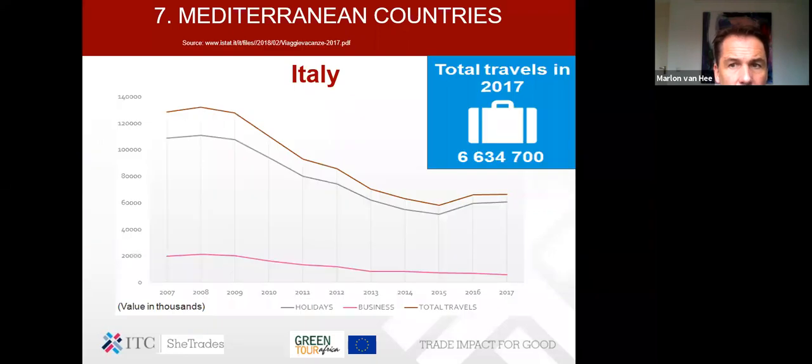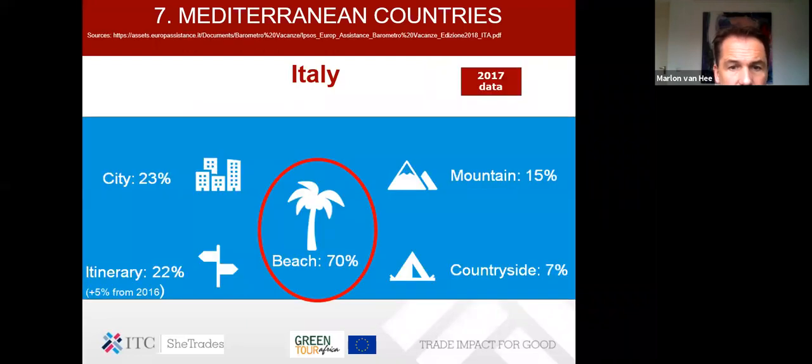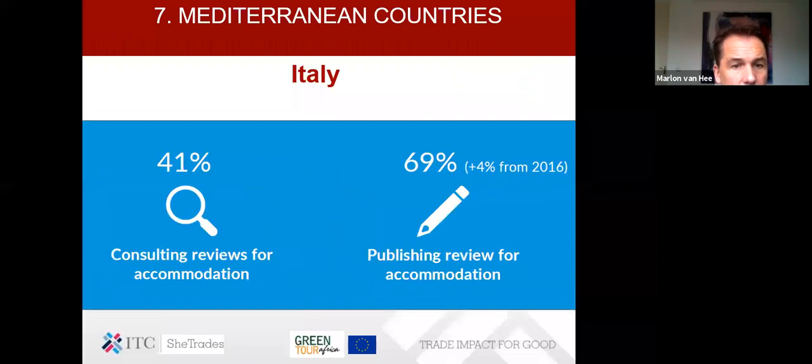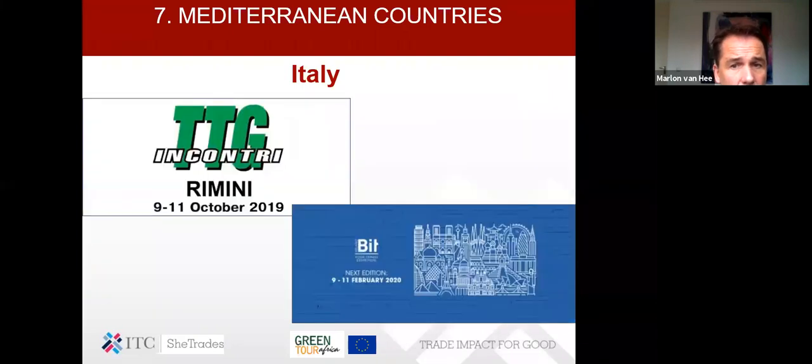Some numbers: total travels in 2017, 6.6 million outbound trips. They love the beach and combine it with urban areas and a round trip to get to know more, to learn more about your country. Italians are very sensitive about reviews. They check reviews to finally decide about their next holiday. And almost 70% of the Italians, they publish a review about their accommodation where they stayed.